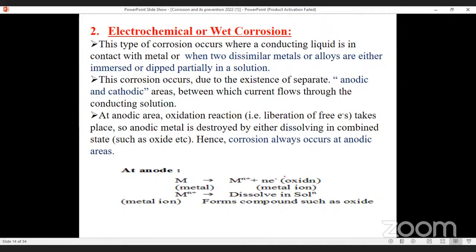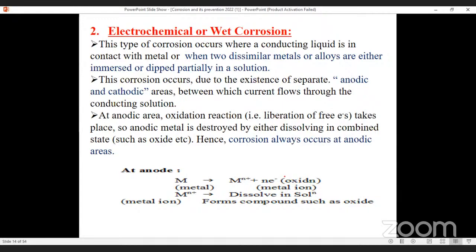Simply take one metal rod and dip it in water. Half of the metal will be dipped in water, and the remaining metal will be exposed to the environment, right? So at that time, what type of corrosion is that? How will the metal be involved in corrosion? How much part of the metal will be involved in corrosion? All those things we'll discuss.